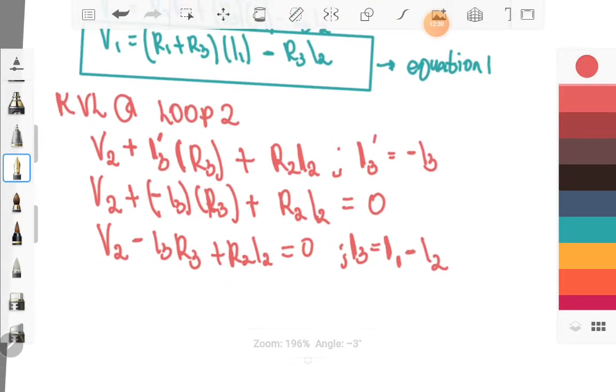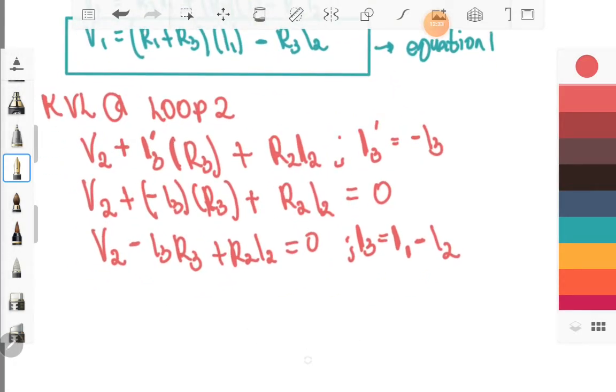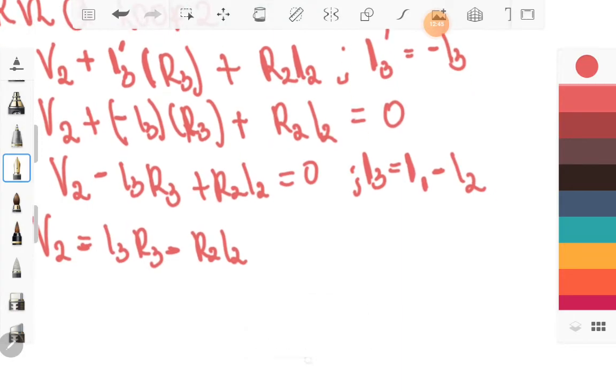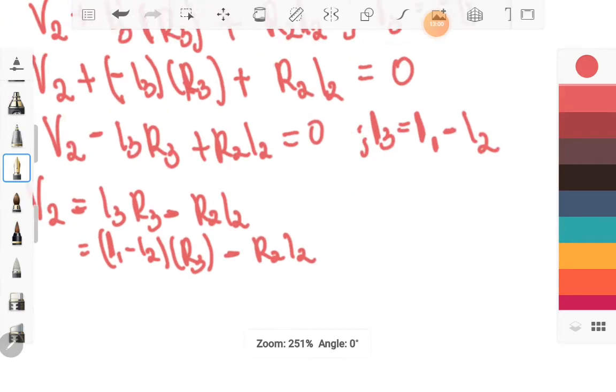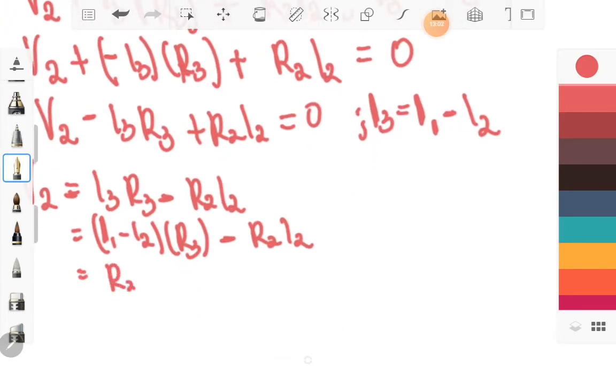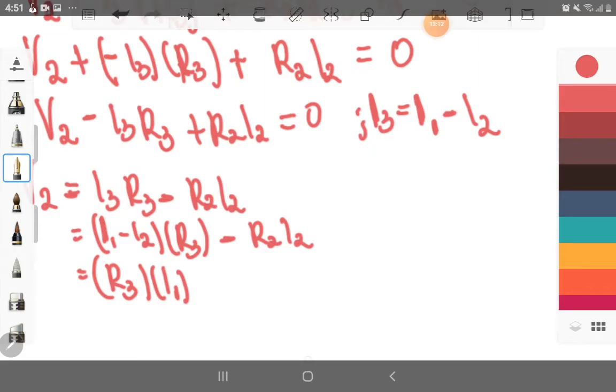Okay? So therefore, I may say that since V2 is equal to, so transpose ko na siya, I3 R3 minus R2 I2. Take note that your I3 is equal to I1 minus I2. So we have I1 minus I2 multiplied by R3 minus R2 I2. So we have R3 I1. Okay. R3 I1.